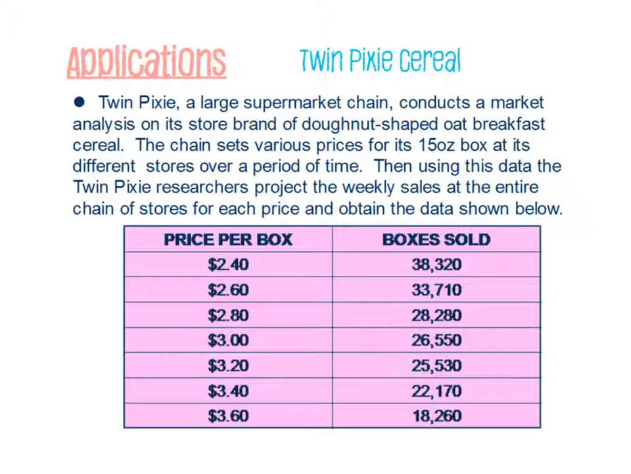Let's look at the table. Let's look what's going on numerically. You make the cereal cost $2.40. You should be able to sell 38,000 boxes. But if you increase the price, what do you suppose that does to your sales? Yeah, they're going to go down. Keep increasing the price, sales keep going down.